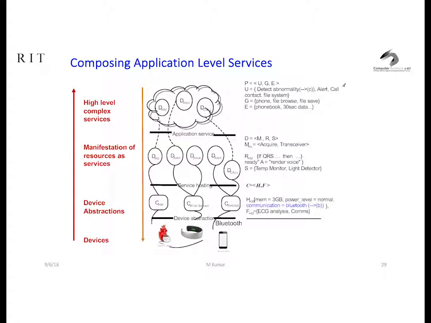I need to detect how many people are in the room. I need to detect body temperatures. I need some kind of sensors. And then based on those services, what are the hardware devices I need? I can make a top-down approach to determine what I need in terms of devices and things for a particular environment.